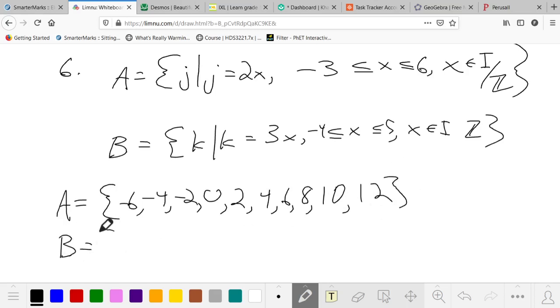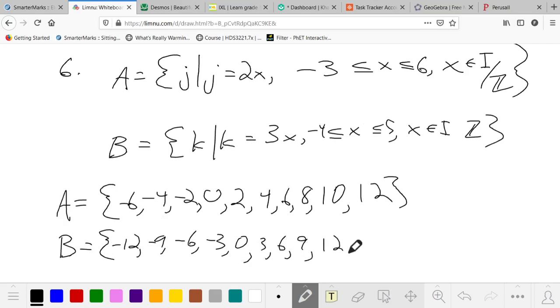Set B is going to be from -12 to 15, counting by threes, because it's -4 times 3, -3 times 3. So -12, -9, -6, -3, 0, 3, 6, 9, 12, and 15.